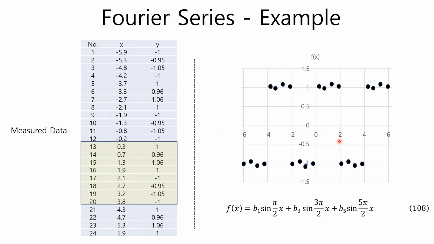As explained earlier, even sine functions such as b2, b4, etc. have no contribution and are therefore subtracted. Consequently, using the three-term sine function as shown in equation 108, the Fourier sine series b1, b3, and b5 that most closely pass through the given measurement data can be obtained. For convenience of explanation, we will calculate the coefficients of the Fourier series using only the yellow shaded portion of the measurement data.